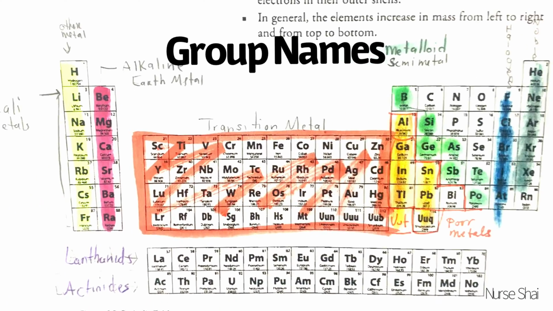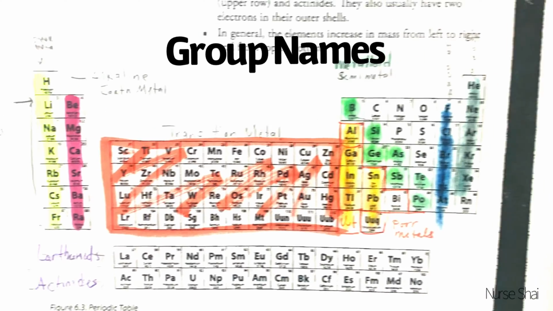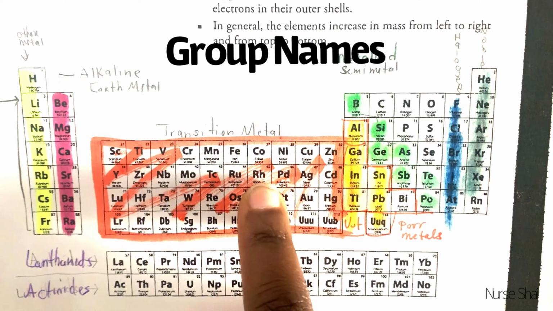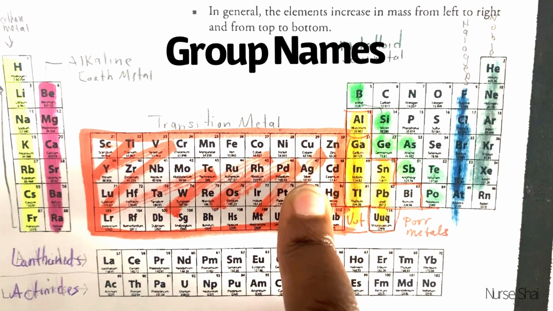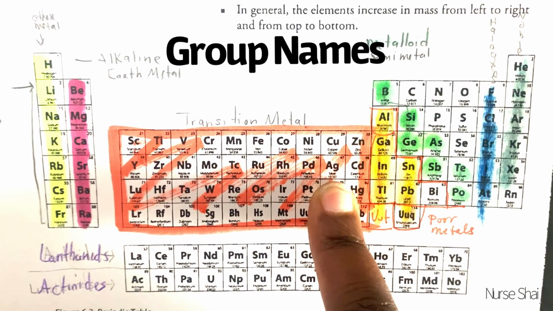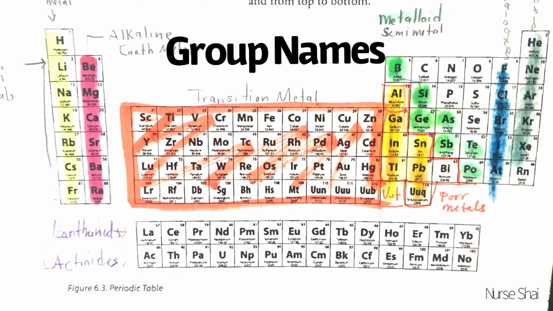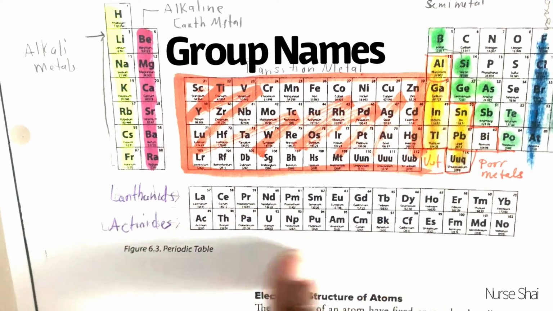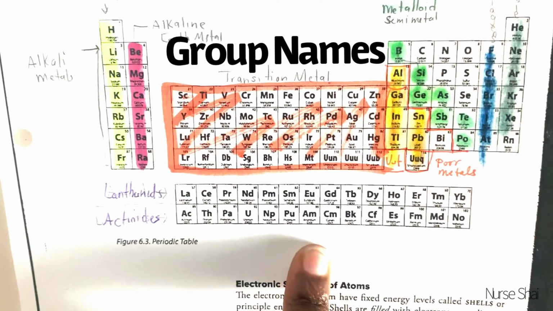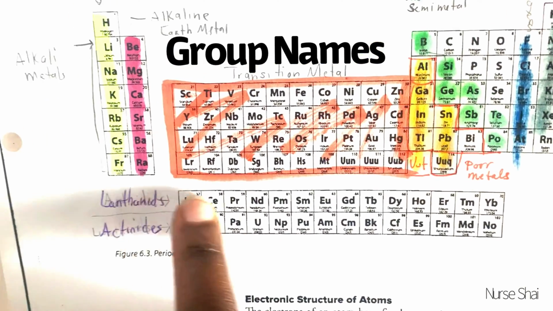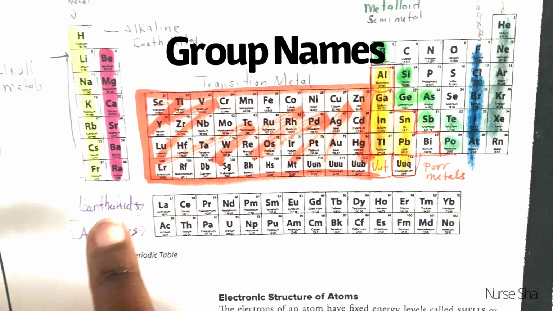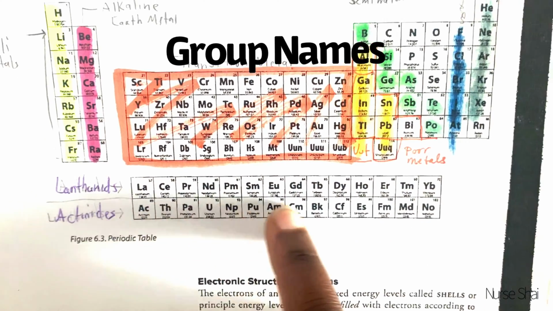You might get a question on the test. They may ask you, is silver a transitional metal? So you would say yes. That's why it's important to know these. People really don't focus on these two sections of the periodic table too much, but these are the lanthanides, the first row, and the second row is the actinides.